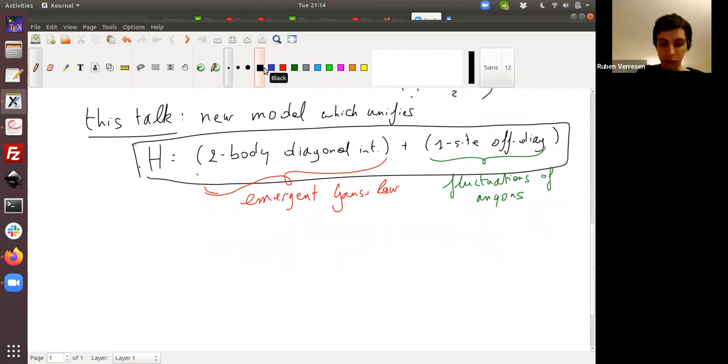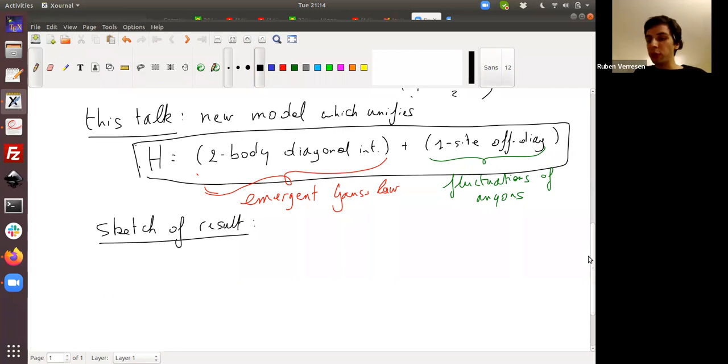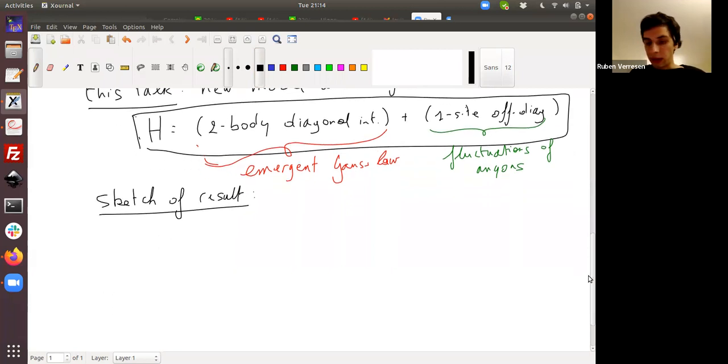Maybe I should also give you a sketch of the resulting phase diagram of this model, which I'll introduce more explicitly later. What is the resulting physics? There are some tunable parameters in this model.